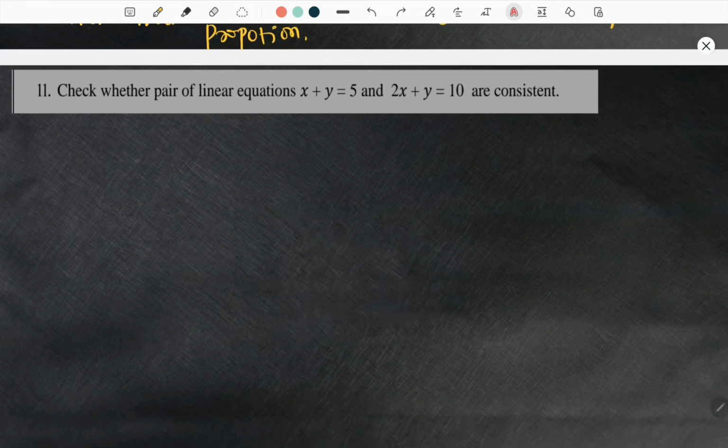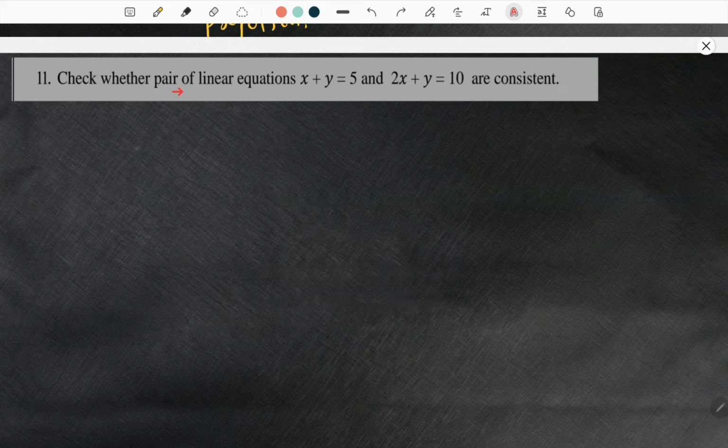Moving forward to the 11th question, check whether the pair of linear equations x plus y equal to 5 and 2x plus y equal to 10 are consistent or not.